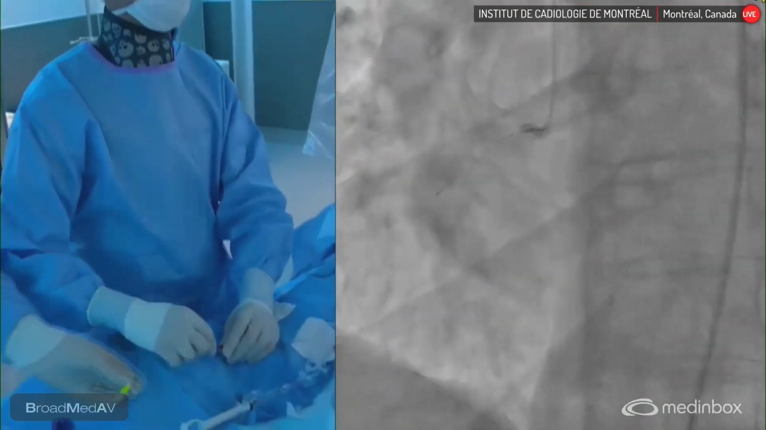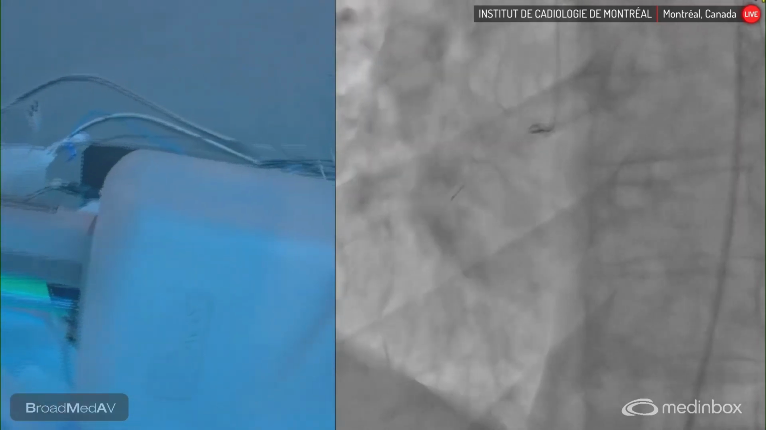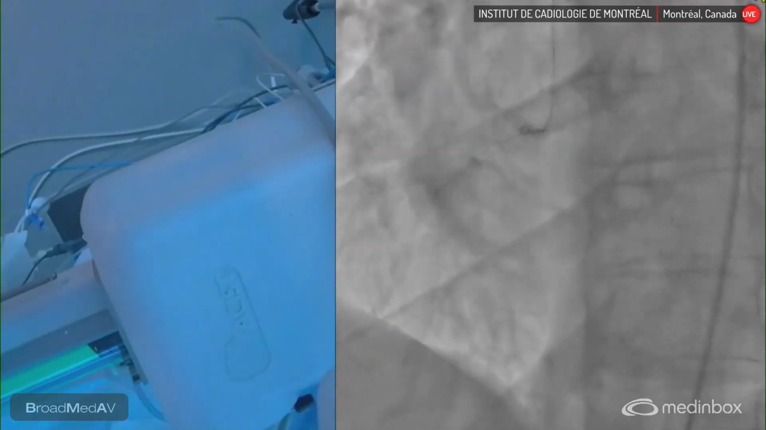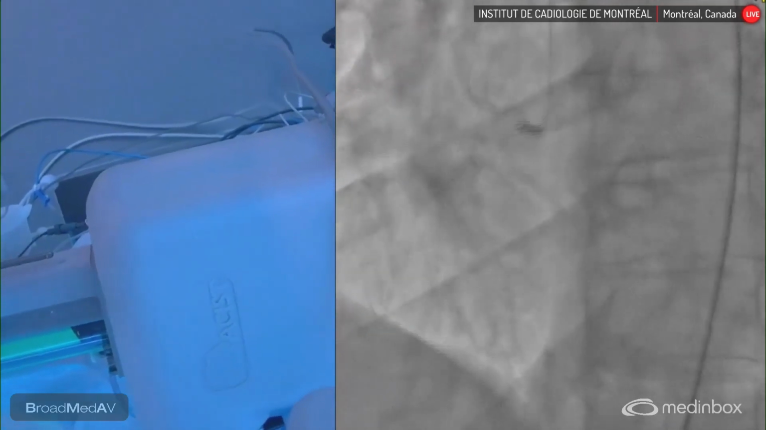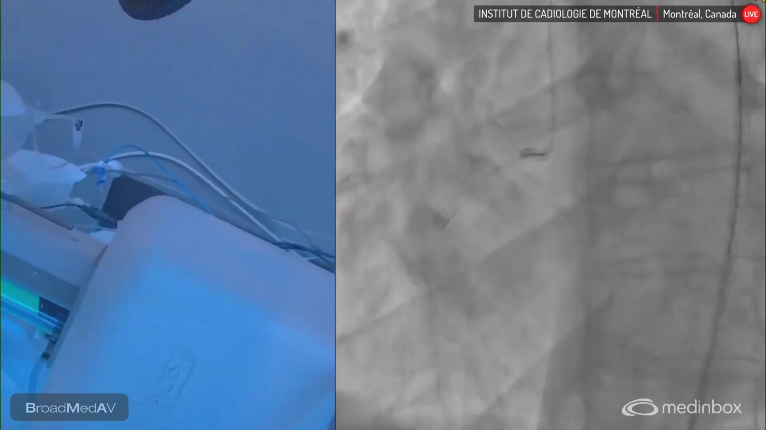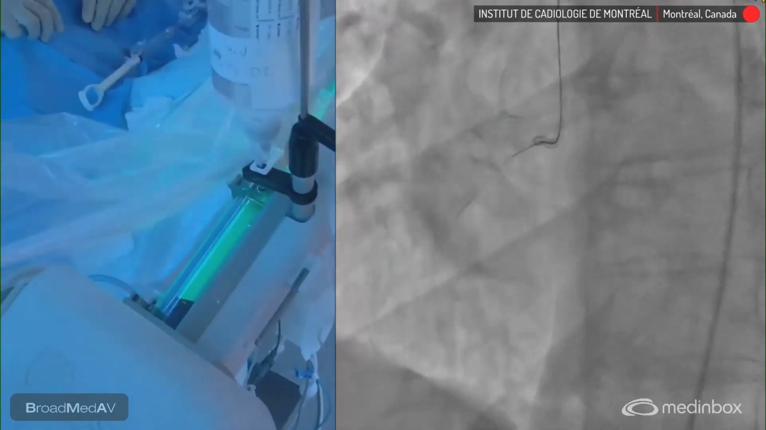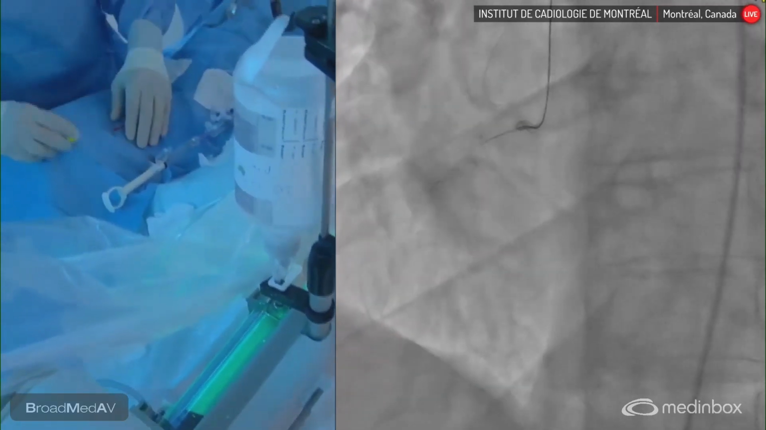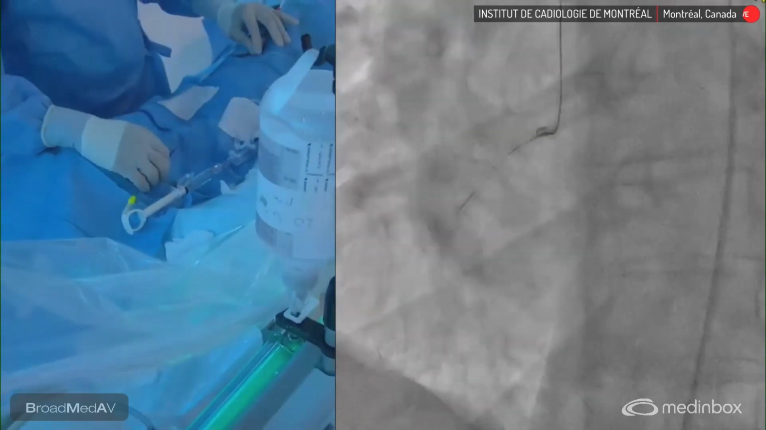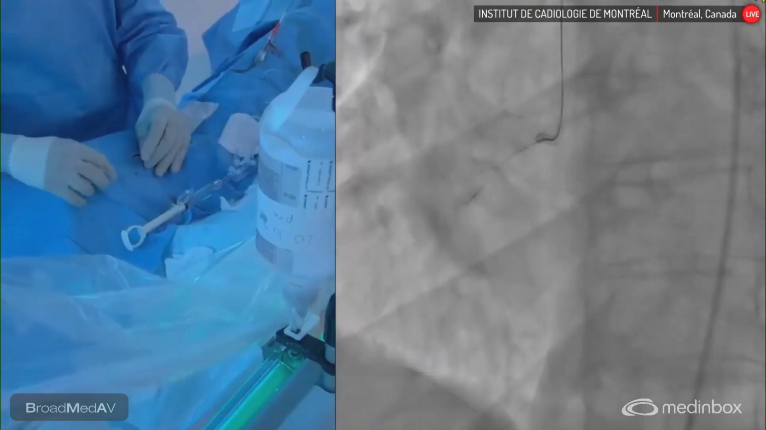So we already have the Corsair Pro XS. Can I see the next slide? Just explain the setup. We have a right radial XB35, which is the donor vessel with a wire in the LAD. And we have an AL 0.75 through the right femoral, 7 French. We have a Corsair Pro XS 150 antegradely, and retrograde, we don't have a microcatheter yet, but it will be the same one.